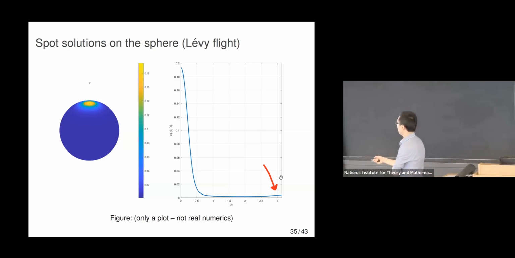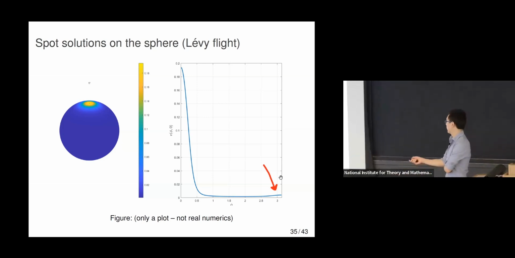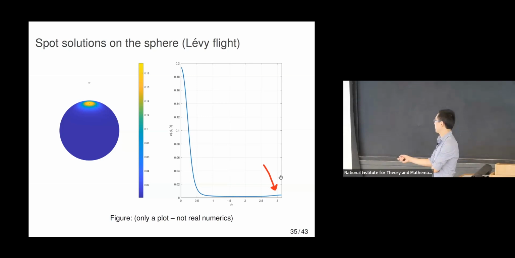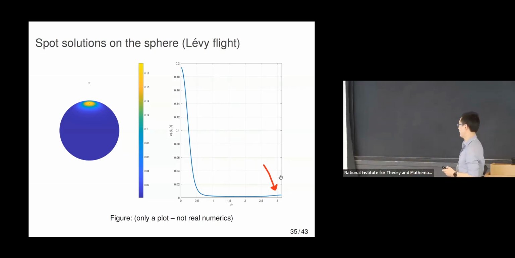I have a spot at the North Pole. Very small everywhere except order 1 near the North Pole, at the North Pole, or around the North Pole. This is the spot profile along the phi angle. I have a bump here. I have a small bump here, okay? And that's a direct consequence of, again, the geodesics thing that I was talking about earlier.